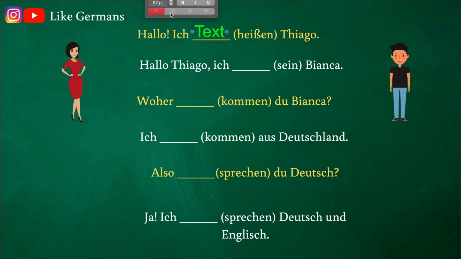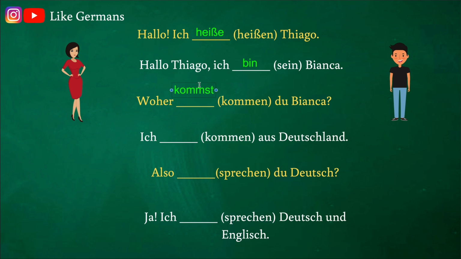So, first sentence. Hello, my name is Thiago. Hallo, ich heiße Thiago. In this example, we will use verbs from lesson number 5 and 6. Hallo Thiago, ich bin Bianca. Hello Thiago, I am Bianca. Where are you from, Bianca? Woher kommst du, Bianca?